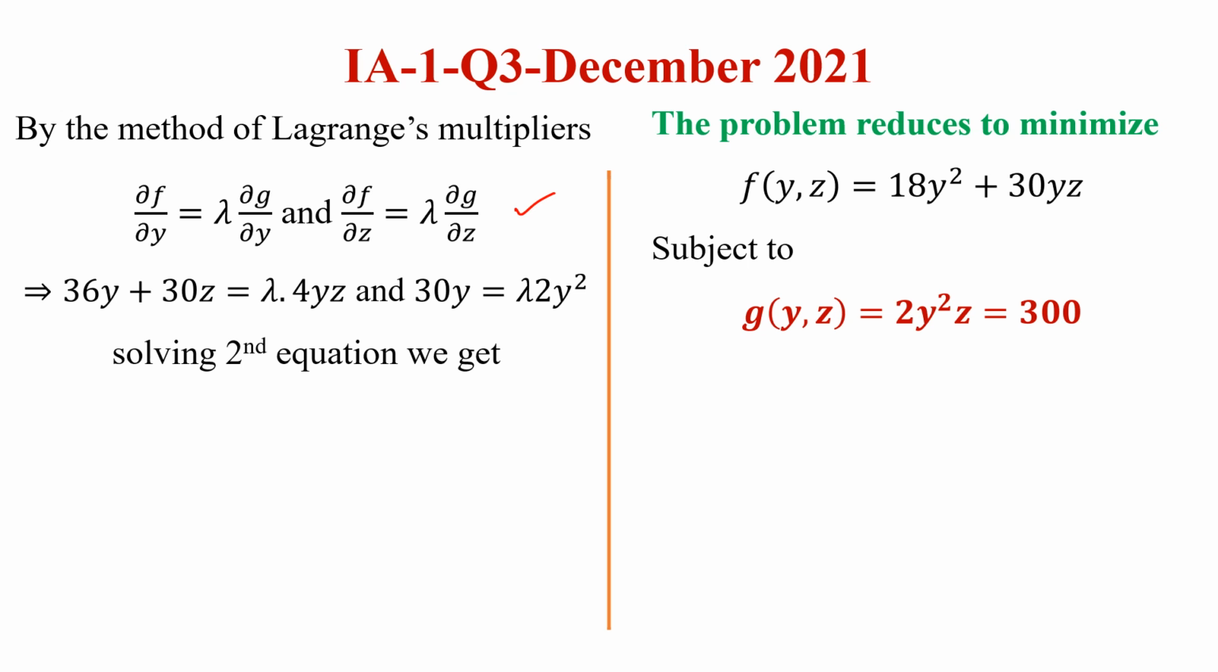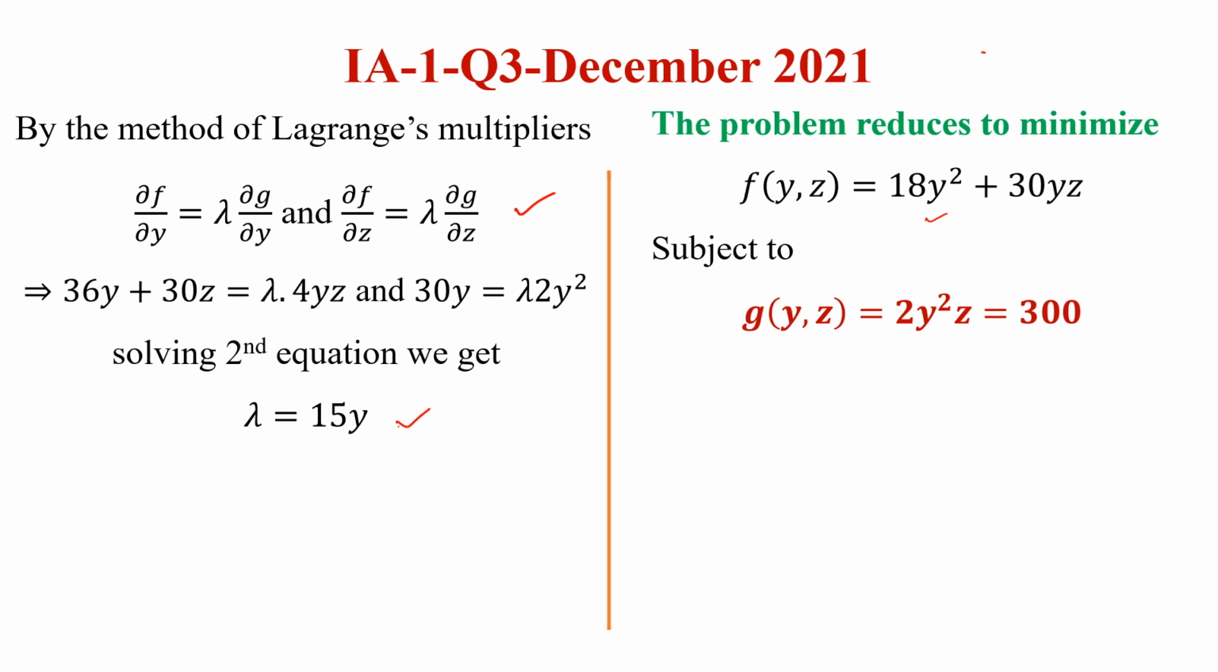So del f upon del y: f is given, so take the partial differentiation of f with respect to y, keeping z constant. It is going to be 36y plus 30z that we get, and on this side you get lambda 4yz. For the second condition, del f upon del z, keeping y constant, the derivative of the first term is 0, and this will be 30y. And here it will be 2 lambda y square. Now solving the second equation first, lambda is equal to 15y. We get the first condition.